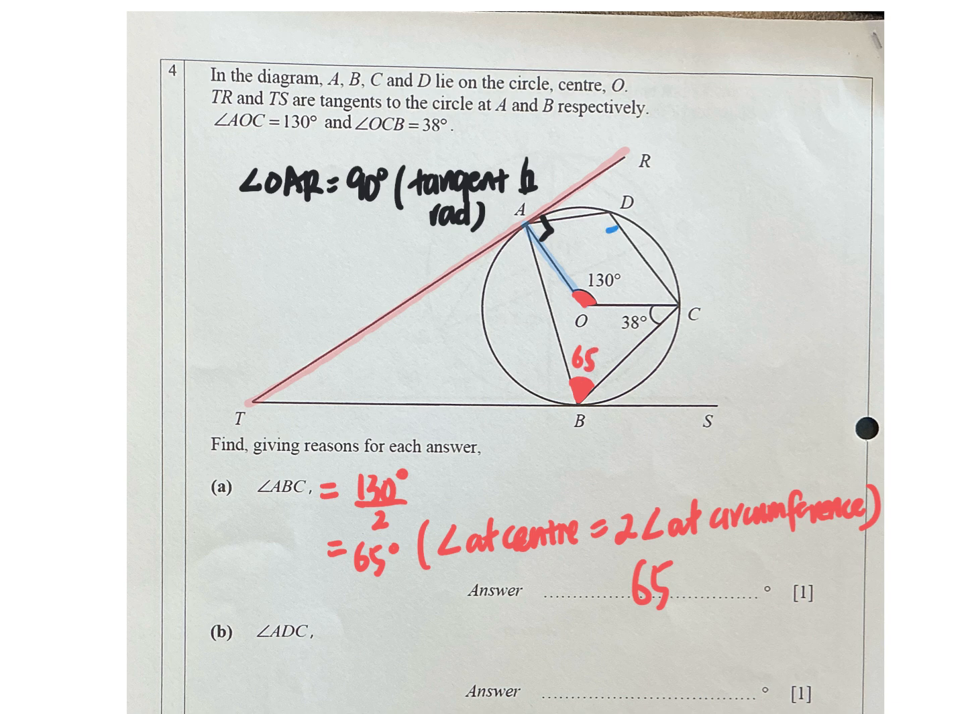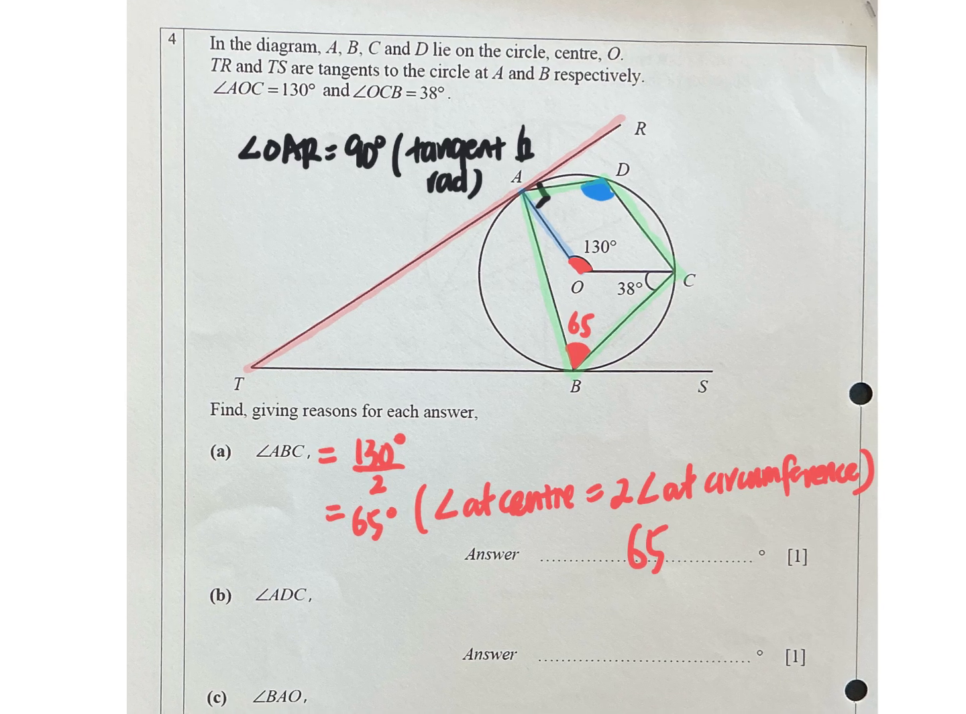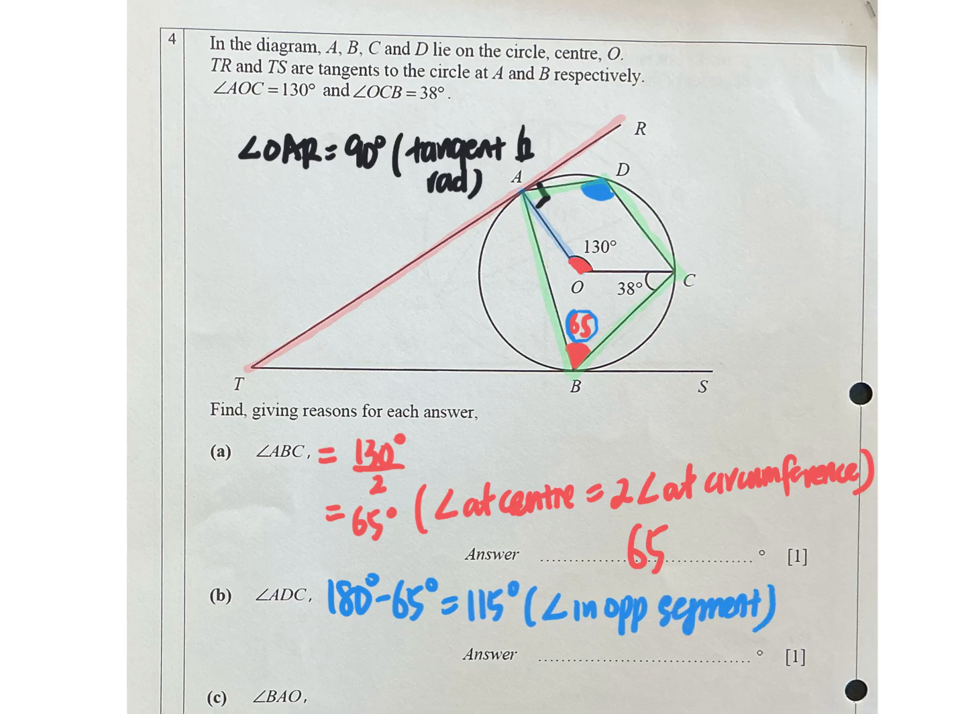Next one is ADC, the one opposite. So again, can you see your quadrilateral? All these are repeated. We can only test you on these few things. As long as you can see it, you get the marks. Quadrilateral, the opposite angles add up to 180. So the blue angle and this one add up to 180 degrees. You just have to subtract it. So 115, angles in opposite segment.